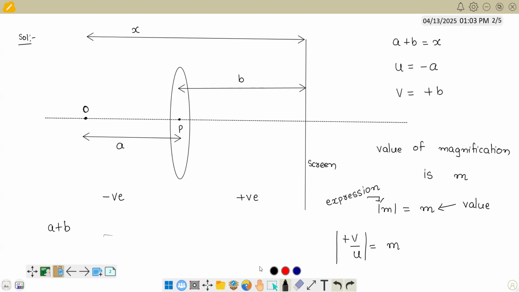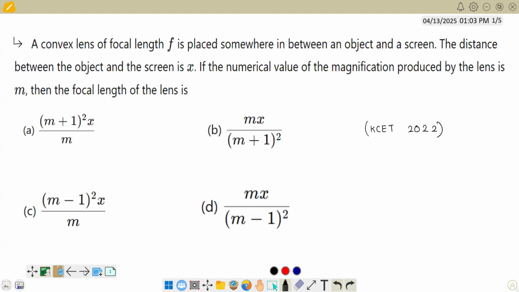So just go through what this sum ratio method is. This will really help you to save some time.